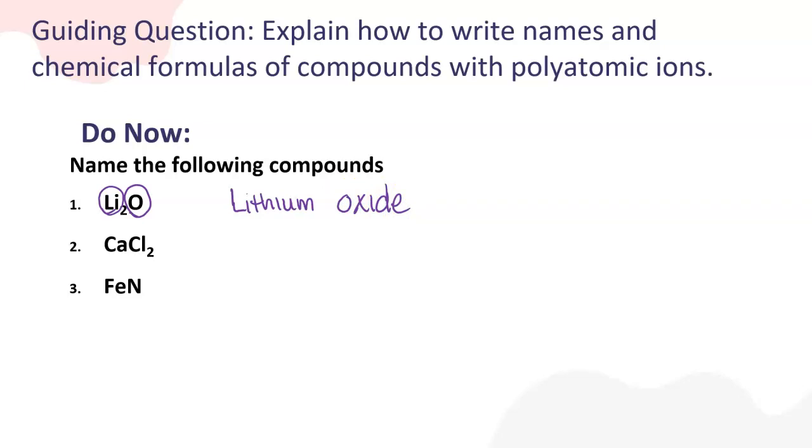Repeating the same process for the next one, we write down the element. Calcium is in group 2A. It is not a transition metal, so no Roman numerals. And so we follow that up with chlorine, that becomes chloride.